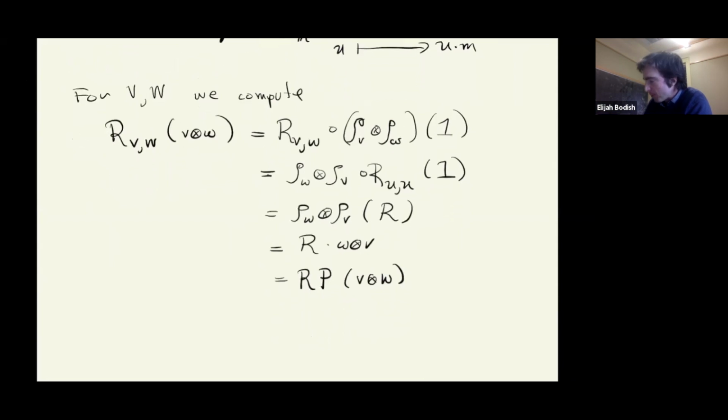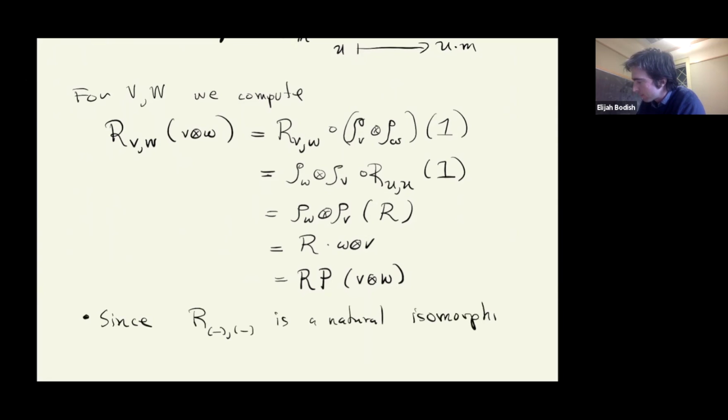And then there's a few properties that you can observe about this element R based off of what you expect this R sub VW to satisfy. So this is still commentary on motivations: since R sub VW is a natural isomorphism, we expect R is invertible.